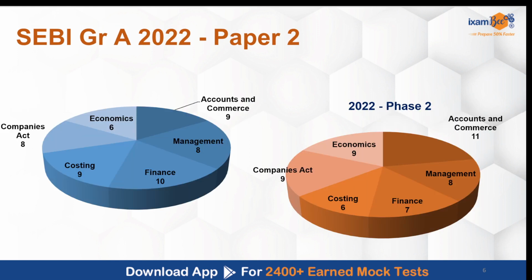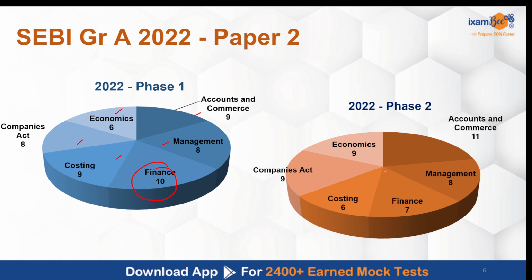This continued in the next cycle in 2022, where a very good distribution and justice being done to each of the subjects and the various topics that are given in the syllabus was seen both in phase 1 and phase 2 of 2022. Here, Finance had 10 questions, followed by Costing and Commerce and Accountancy having 9 questions each, followed by Management and Companies Act having 8 questions each, and Economics having 6 questions.